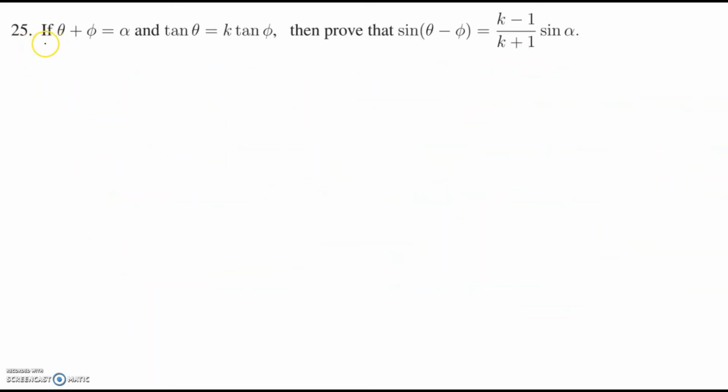Question number 25. If theta plus phi is equal to alpha and tan theta is equal to k tan phi, then prove that sine(theta minus phi) is equal to (k minus 1) divided by (k plus 1) into sine alpha. Now given to us, what is given? Theta plus phi is equal to alpha and tan theta is equal to k tan phi. So we can rewrite this as k is equal to tan theta divided by tan phi.